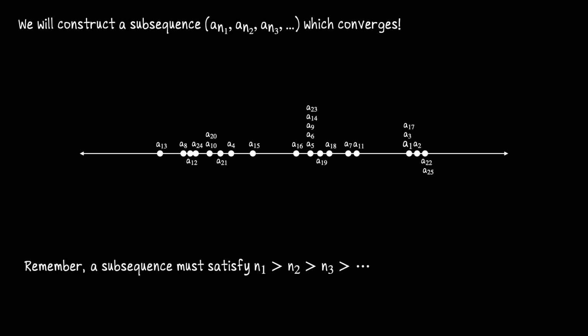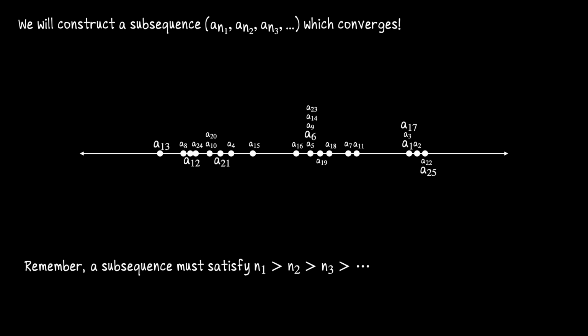So for example, I could select A1, and then A6, and then A12, and then A13. But at this point, I could not go backwards to, say, A10 or A7, nor could I select A13 again. We must always move left to right in the sequence in a strict way. So a valid next choice would be something like A17, followed by A21, followed by, let's say, A25.